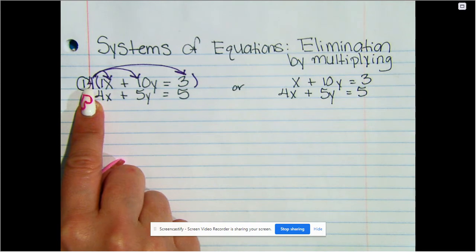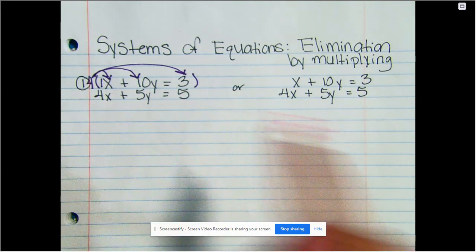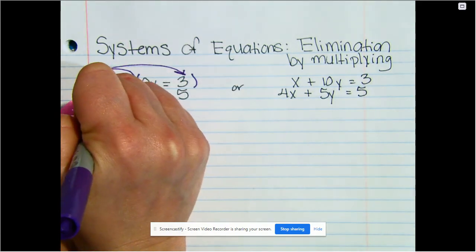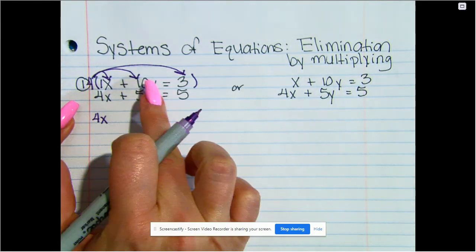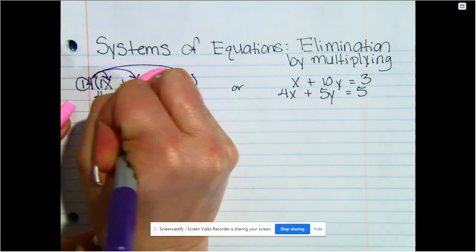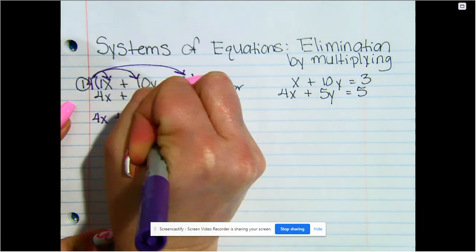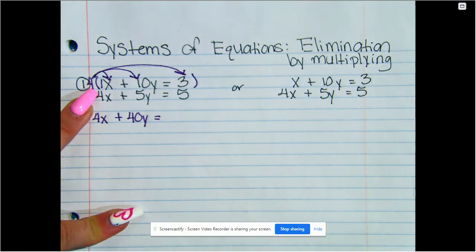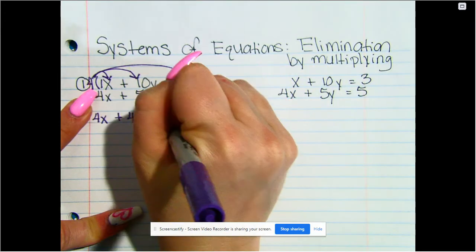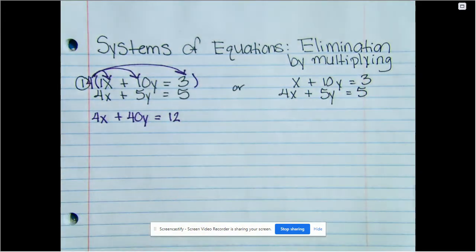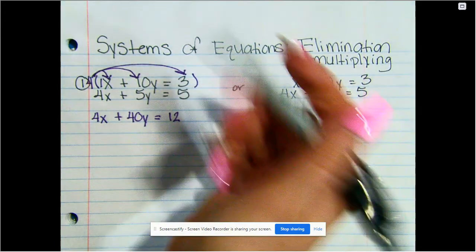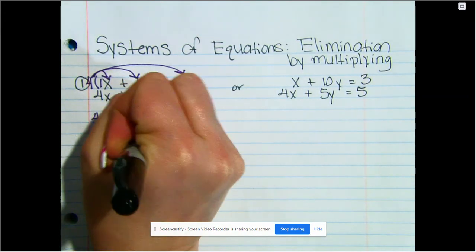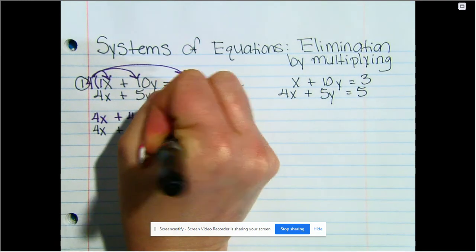Okay, so I'm going to break it down into another set. If I do 4 times 1x, I get 4x. If I do 4 times 10, I get 40 with the y on it. And then I also have to do 4 times 3. Do not forget to multiply by what the set is equal to as well. So 4 times 3 is 12. Then I still have my 4x plus 5y. I didn't change anything there. And that's still equal to 5.